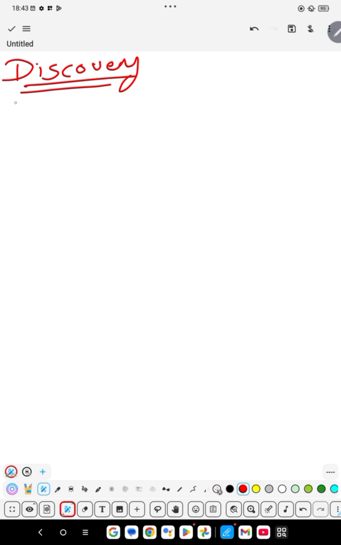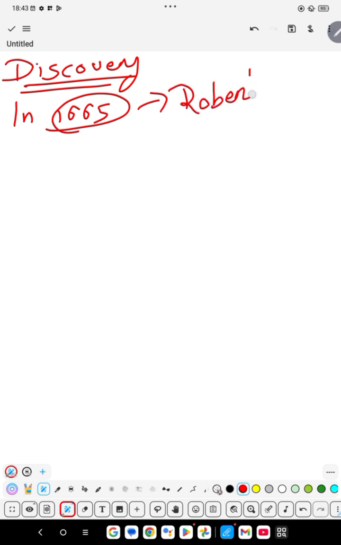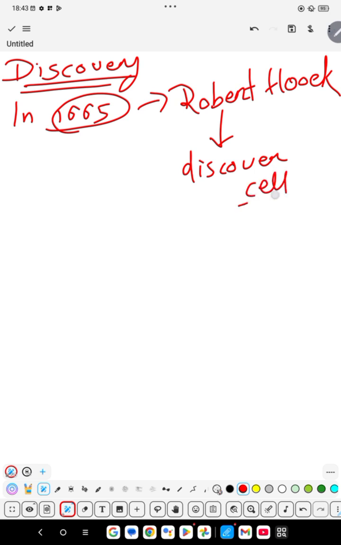So it was the year 1665. At that time we hadn't been born, right? In this year there was a scientist named Robert Hooke, right? Robert Hooke discovered the cell. Now the question is, what is a cell, right? How did they discover it, right? Why do we call it a cell only? There are so many questions that arise, right?